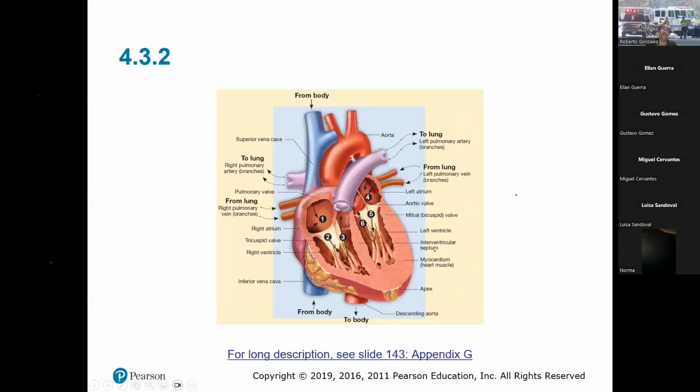The heart itself consists of 4 chambers. And when I draw the heart itself, I normally learn how to draw it differently. So the heart itself has 4 chambers. Two upper atria, left and right. And then 2 lower ventricles.